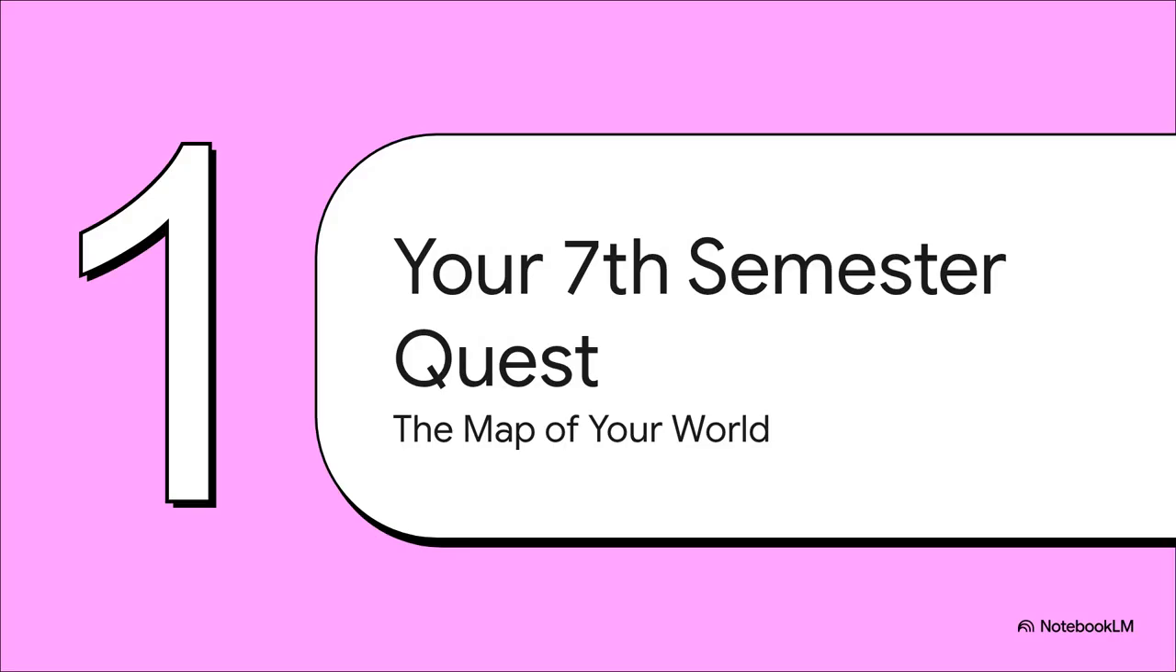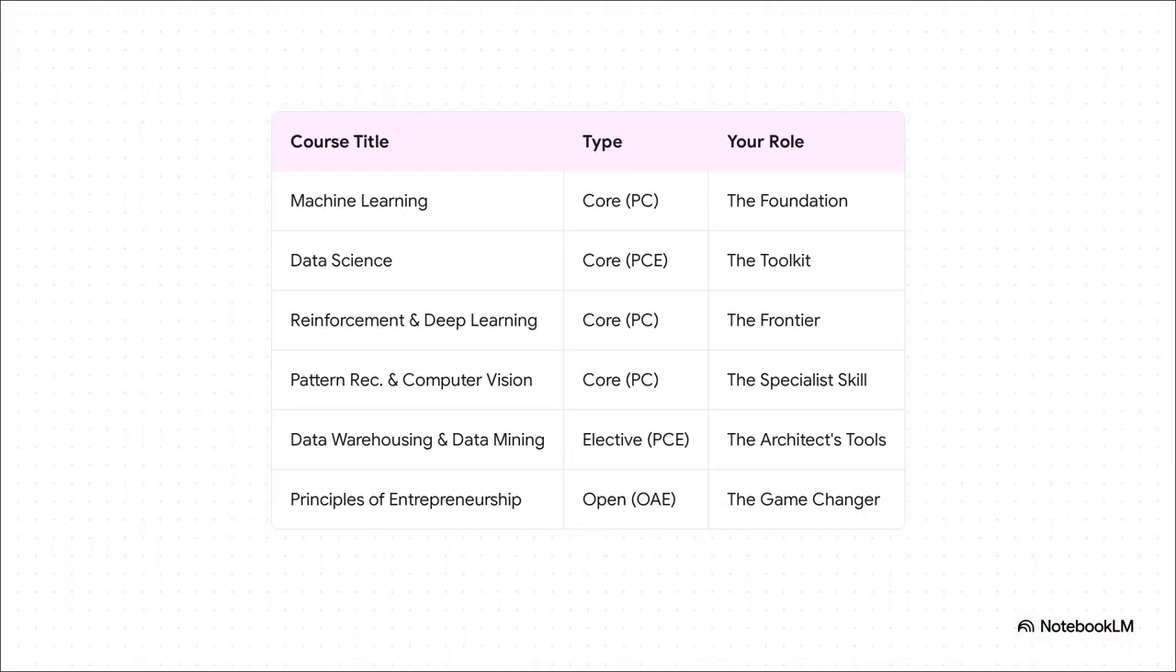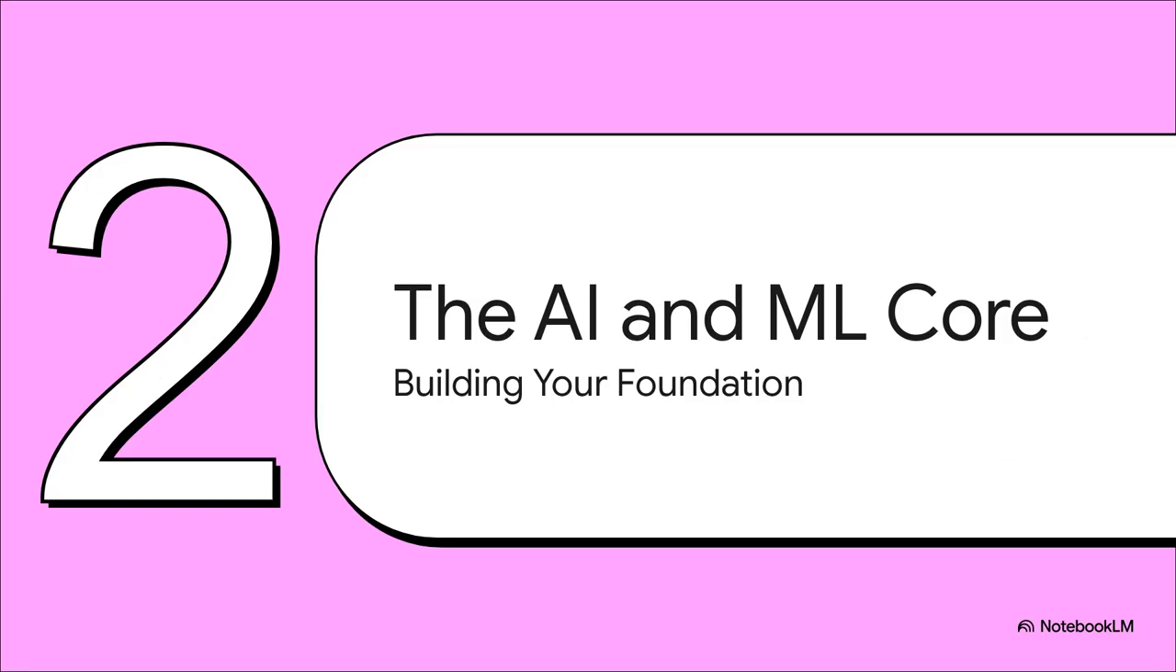First things first, we need to look at the map of this world you're about to spend the next few months exploring. So here it is. These are the main territories on your map. You start with machine learning. That's your core foundation. Then you get your toolkit with data science. From there, you can push into the frontier with reinforcement and deep learning, or sharpen a specialist skill with computer vision. And depending on your path, you might pick up the architect's tools in data warehousing or the real game changer, principles of entrepreneurship.